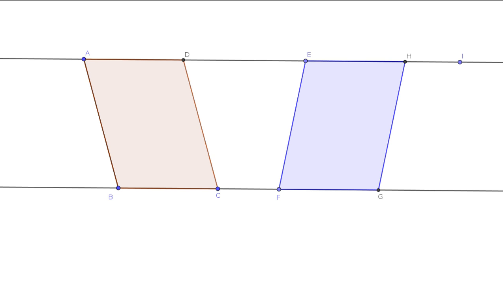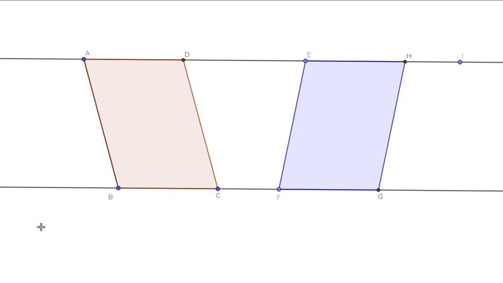All right, so let's look at a proof of Euclid's proposition number 36. What we have in this case is a couple of parallelograms, and the bases of those parallelograms are going to be congruent, and the sides opposite those bases are along the same parallel lines. Now, what the proposition says is that the areas of those two parallelograms are going to be equal. So let's see if we can prove that this is going to be the case.